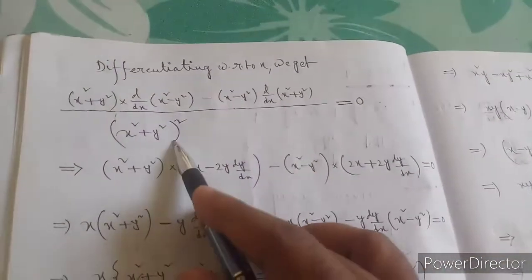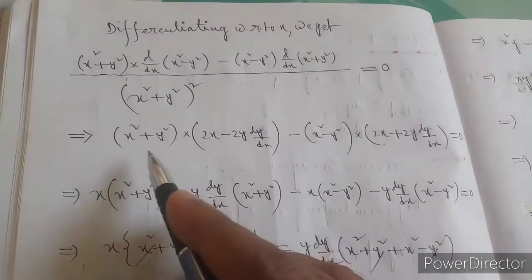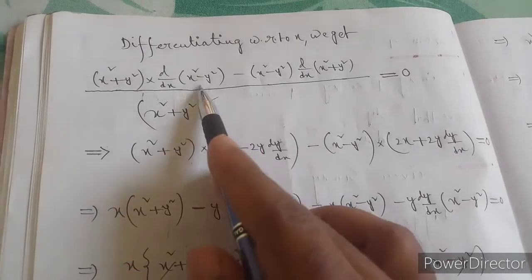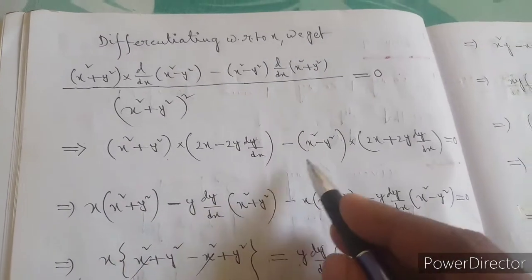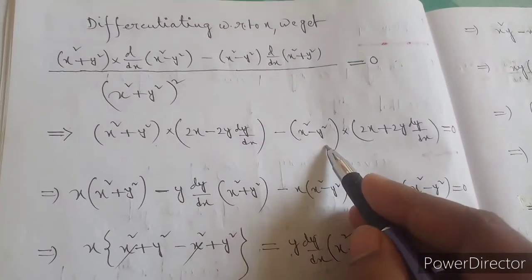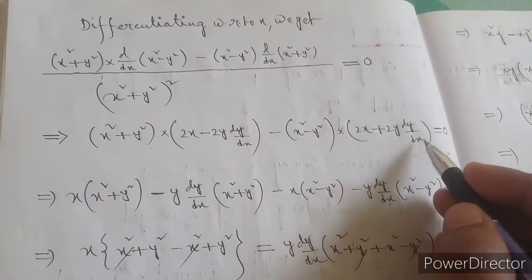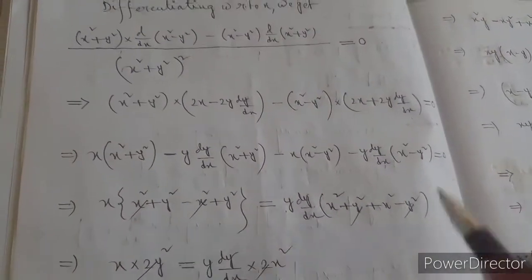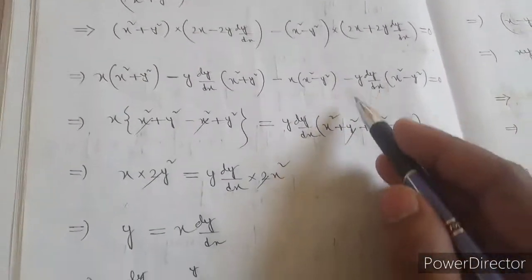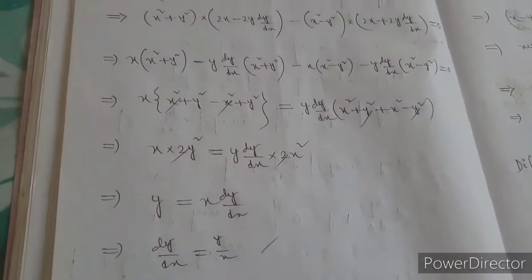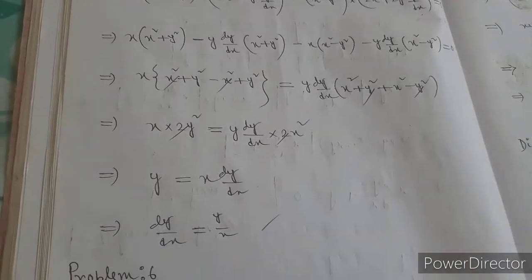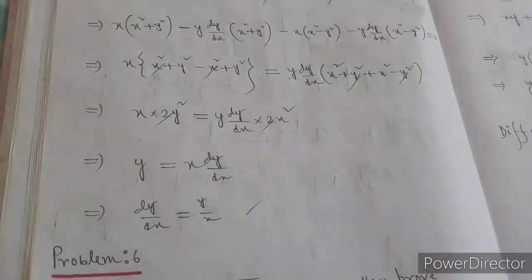So now multiplying with the denominator, we get (x² + y²) into the derivative of this one, it's (2x − 2y dy/dx), minus (x² − y²) into (2x + 2y dy/dx) equal to 0. So now cross multiplying and after simplification we get dy/dx equals y/x. It is a very easy and simple calculation. See, students, you please check it.